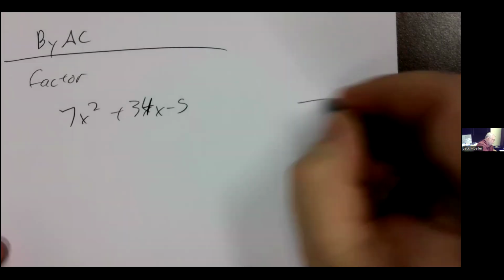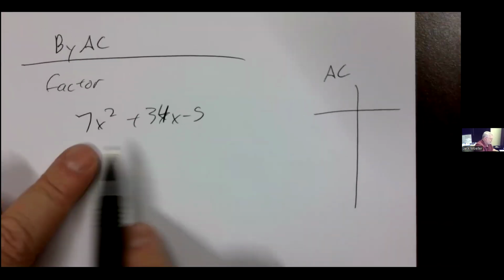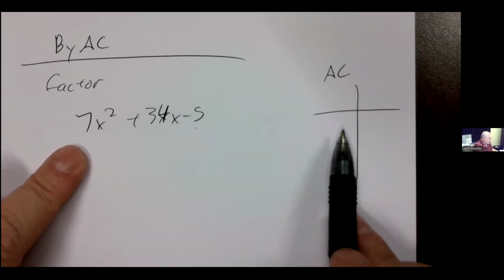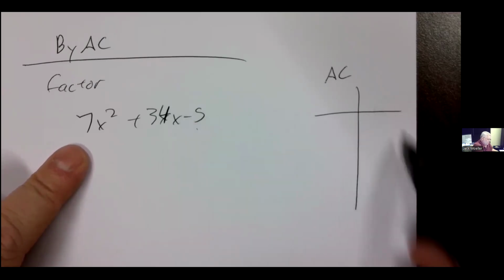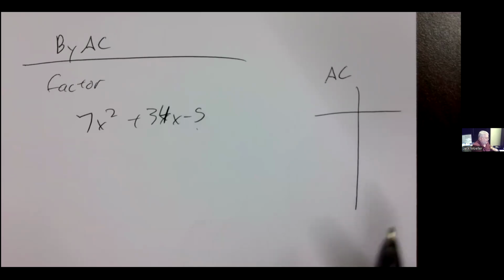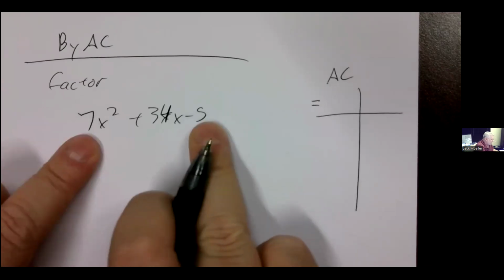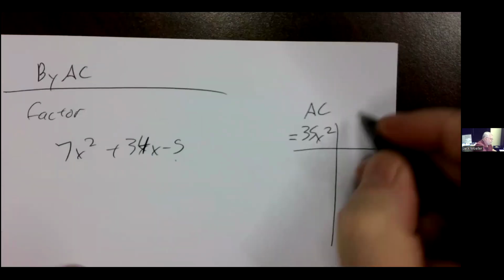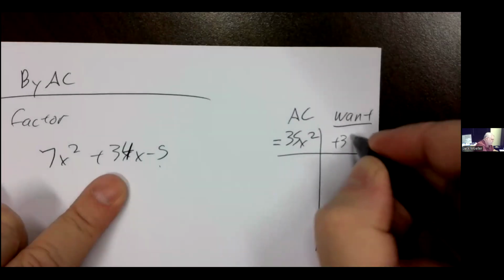So we're going to go off the side, do a t-chart. And so that first column is the AC. So AC is the first term times the last term. Sometimes I see some people put in the positive or negative, but that makes this messy. Again, I like to do the positive and negative a little bit later over here. I just think it makes it a little bit less to keep track of. And so 7x times 5, 7 times 5 is 35x squared. Now what we want in that second column is the middle term. So we want a plus 34x.